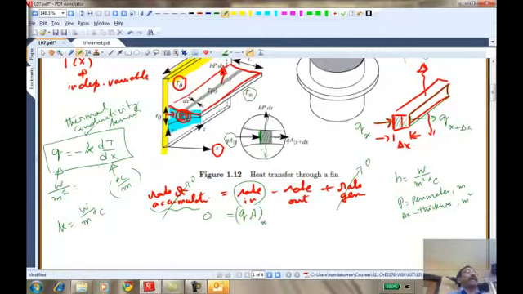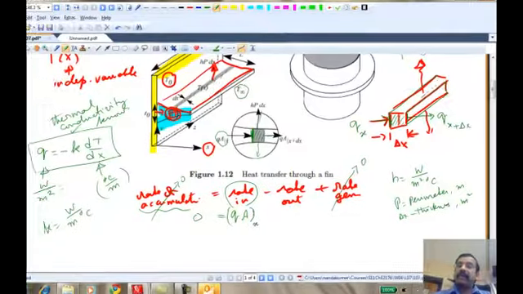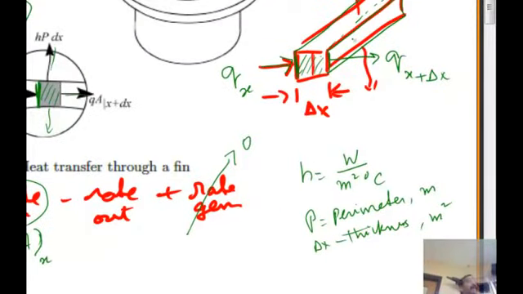So X is the distance from the base of the fin, and at that distance, I know how to express Q. If I multiply that by the area, what area am I talking about? This area, the left side area, through which heat is coming in through convection, minus the rate out. You can fill that in, right?